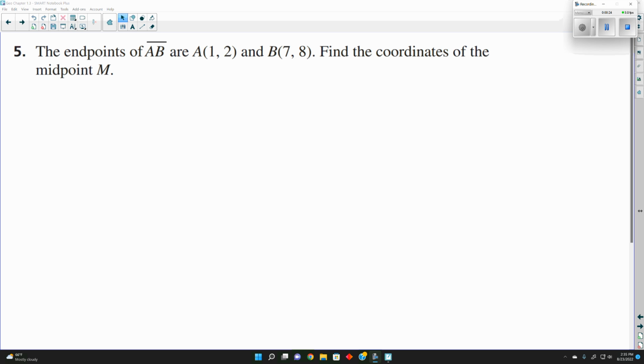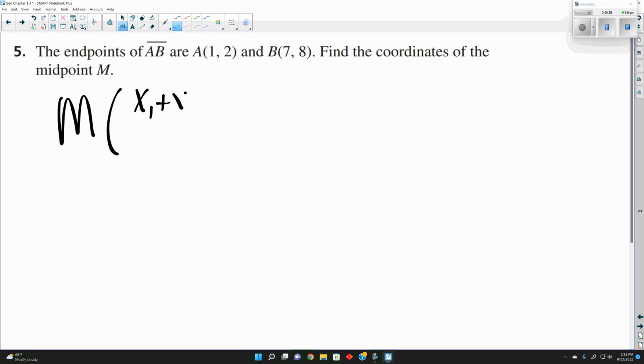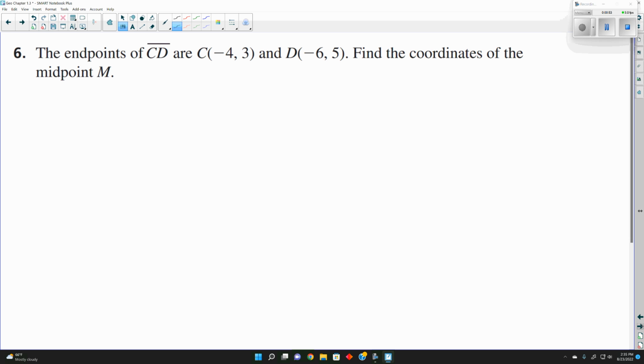All right, guys. So, midpoint. Because I can't remember if we finished this one. Okay, we'll move on to the next one then. Endpoints. Okay, here we go. Midpoint.